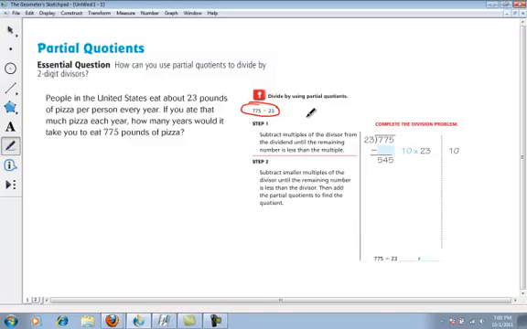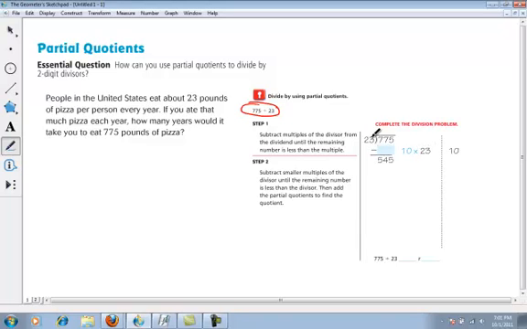Now, we can write the problem like this, but we can also set up the problem like this, 775 divided by 23. To use partial quotients, step 1 tells us that we need to subtract multiples of the divisor from the dividend until the remaining number is less than the multiple. Let's take a look at what that means.